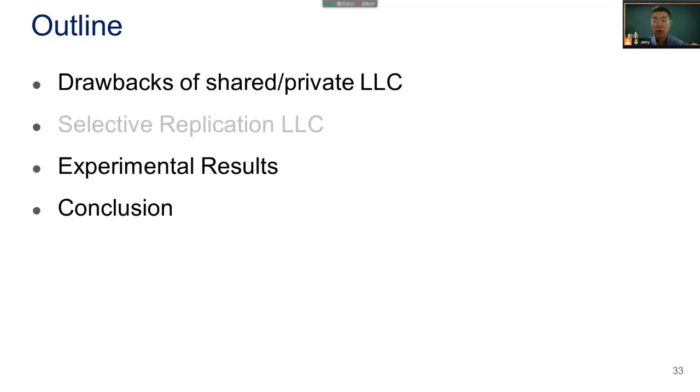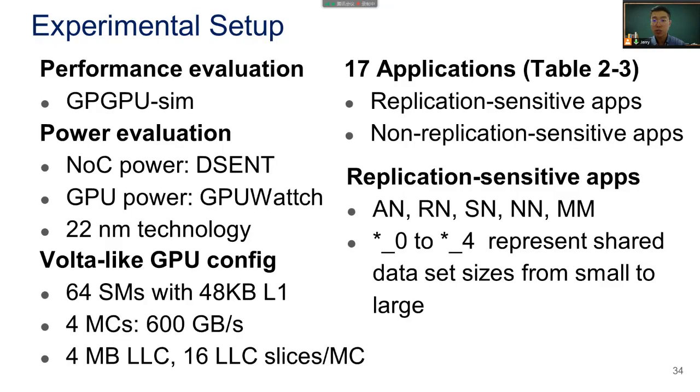Next are the experimental results. We use GPGPU-Sim to do the GPU simulation. We use DSENT to do the NoC power evaluation, and use GPUWattch to evaluate the GPU power. We assume a 22 nanometer technology node. We simulate GPUs with 64 SMs and 48 kilobyte L1 per SM. We simulate a 4 megabyte LLC. We use 17 applications. For the replication-sensitive applications, we use underscore 0 to underscore 5 to represent different input data set and LLC size.